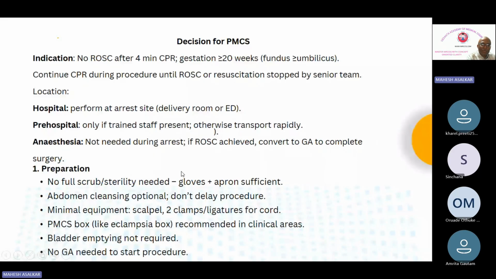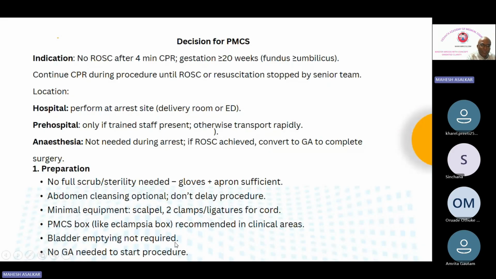Then what are the steps? No full scrub or sterility is required. Gloves and apron are sufficient. Abdomen cleaning is optional. Don't delay the procedure. Minimal equipment. Remember, minimal, only what is required: scalpel and 2 clamps or ligature for the cord. There is a kit we will discuss. This is a perimortem caesarean section box or kit, like the eclampsia box.